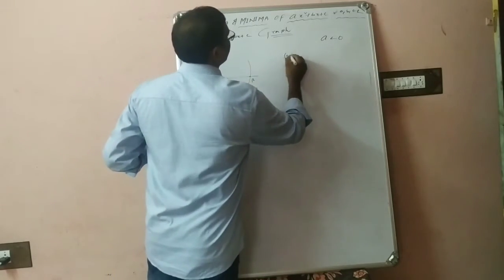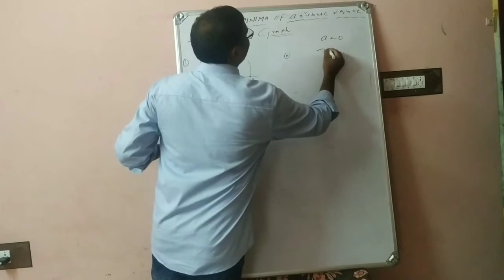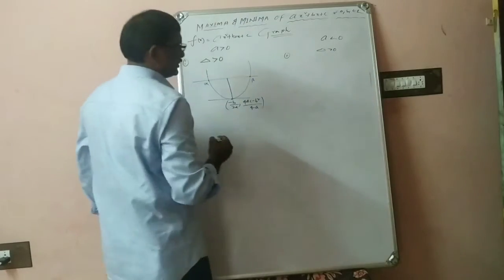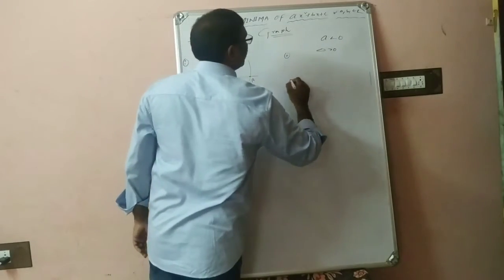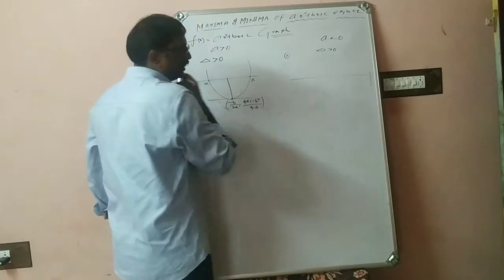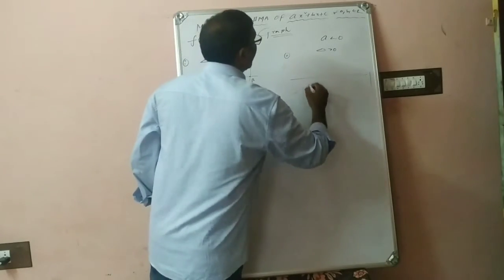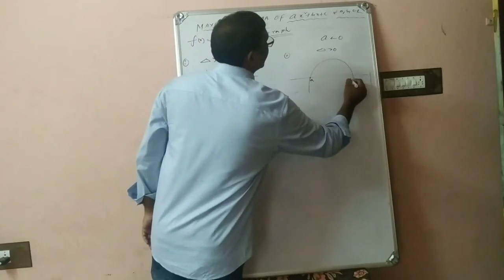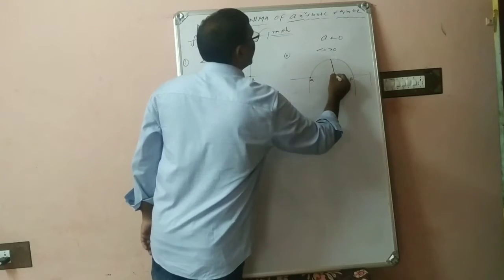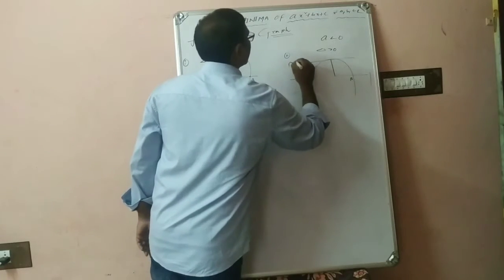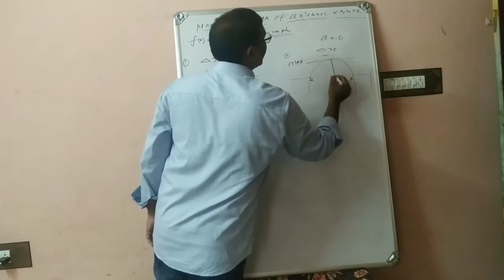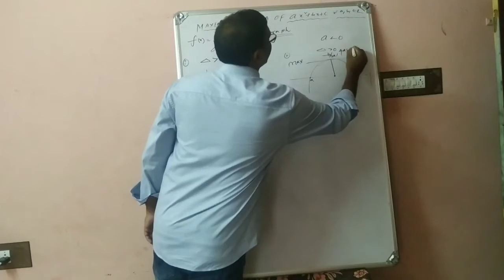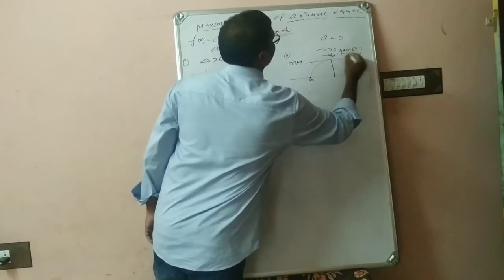Coming to the second case, if a is less than 0 and delta is greater than 0, the same case. When a is negative, you will get a downward parabola, and delta greater than 0 gives two distinct real roots. That downward parabola will intersect the x-axis in two different points, alpha and beta. In this case, you will get a maximum value. At what point do you get the maximum value? At minus b by 2a. What is the maximum value? (4ac minus b square) by 4a.